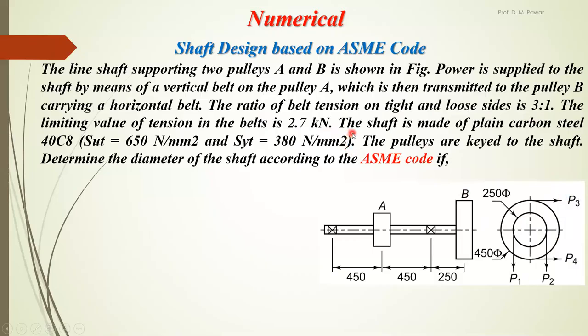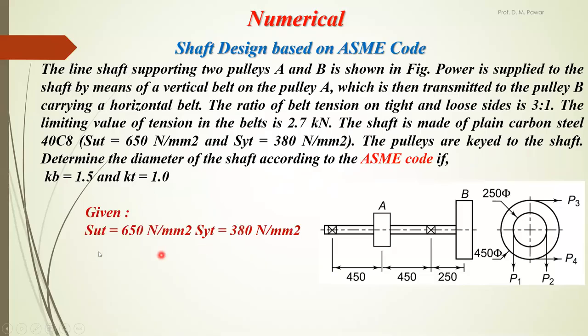The next part is the line shaft is made of plain carbon steel having SUT 650 Newton per mm square and SYT 380 Newton per mm square. The pulleys are keyed to the shaft. Keyway is also given. Determine the diameter of the shaft according to ASME code. F, KB and KT are two factors to account for shock and fatigue load for bending as well as torsional moment, that is given.